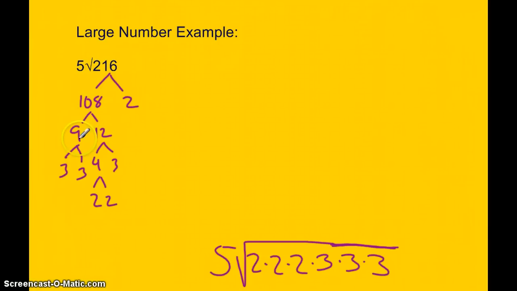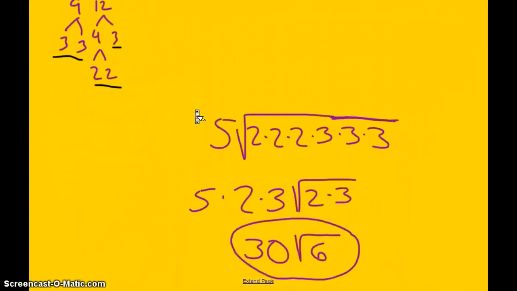So I broke 108 into 9 and 12. 9 is 3 times 3. 12 is 4 times 3. And 4 is 2 times 2. So now I have the ends of my branches here. I have 2 3s, 2 2s, another 3, and another 2. So therefore, I have 3 3s and 3 2s.